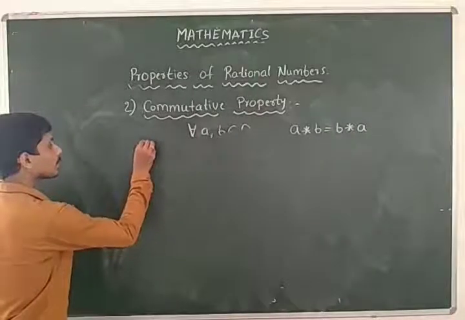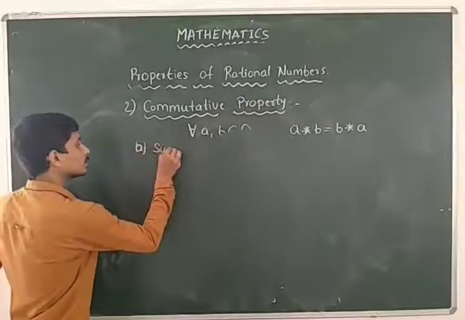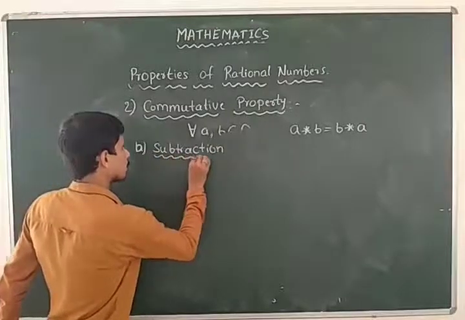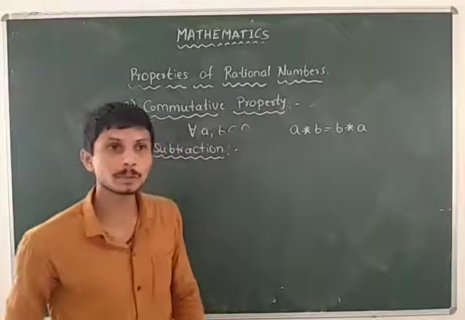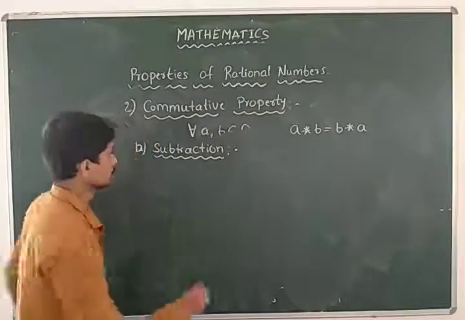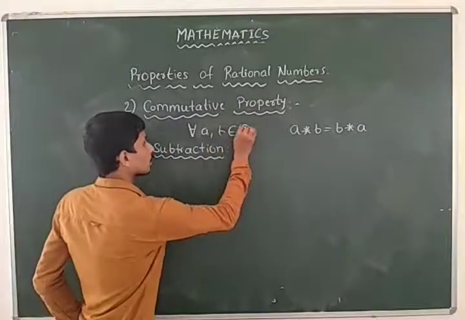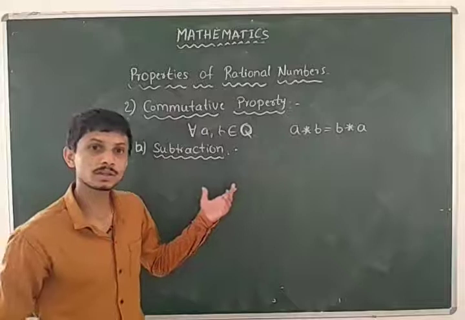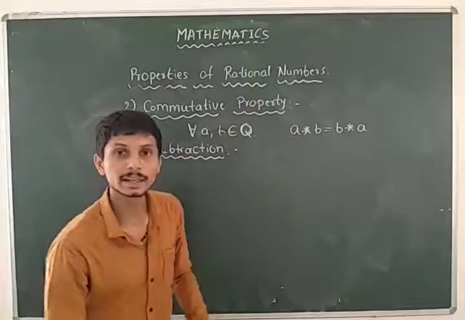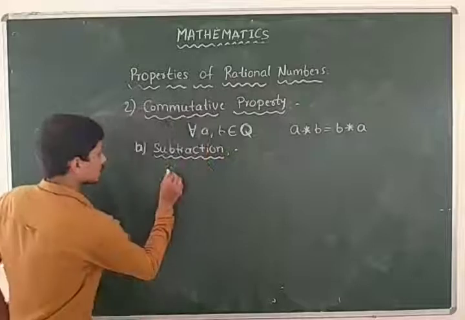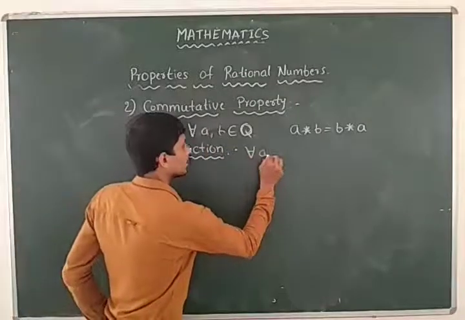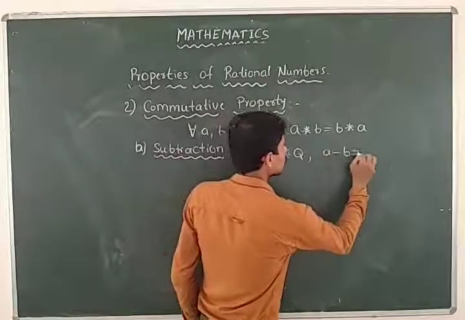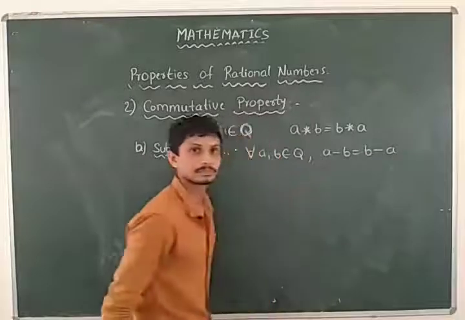So the second property is subtraction. So we have to check the commutative property for subtraction. For this also we have to take two numbers from the rational number set. So for all a, b belongs to the rational number set, is a minus b equal to b minus a?